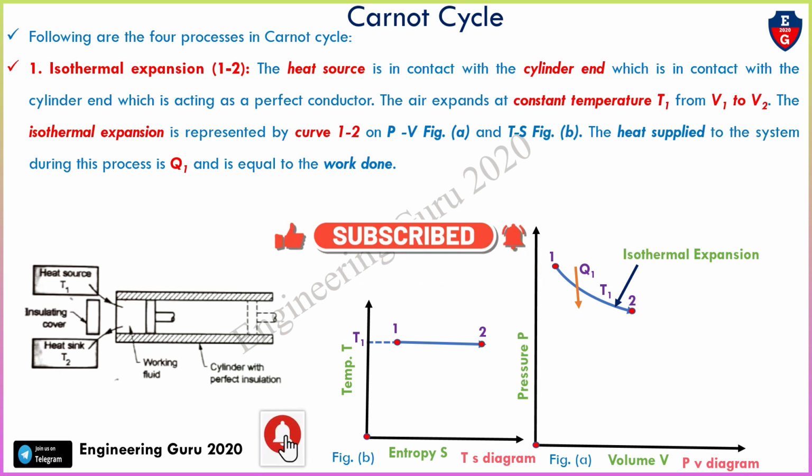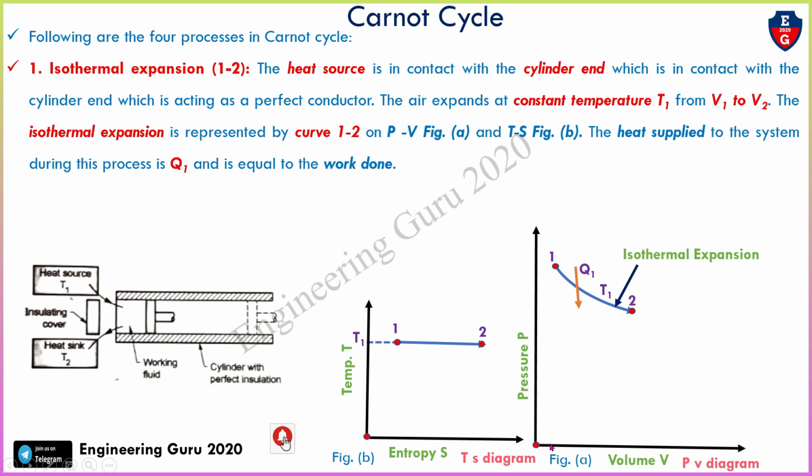Now understand how it works in the PV diagram and TS diagram. In this image we can see that on the x-axis is V, that is volume, and on the y-axis is pressure. This diagram is called the PV diagram. Here on the x-axis is S, entropy, and on the y-axis is temperature T. This is called the TS diagram.